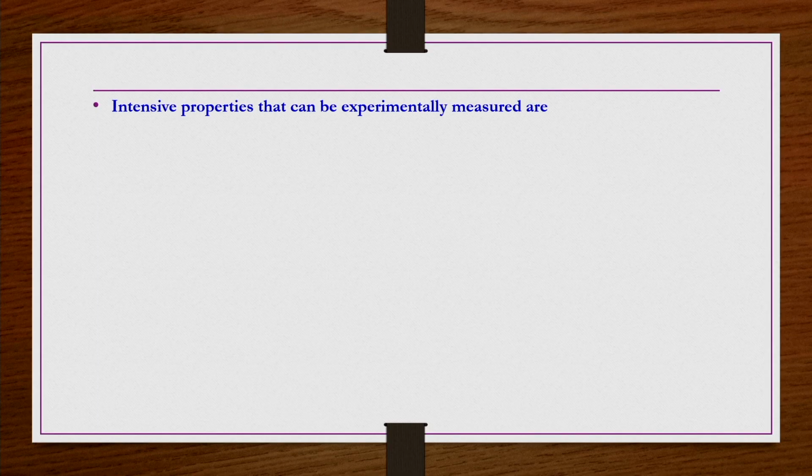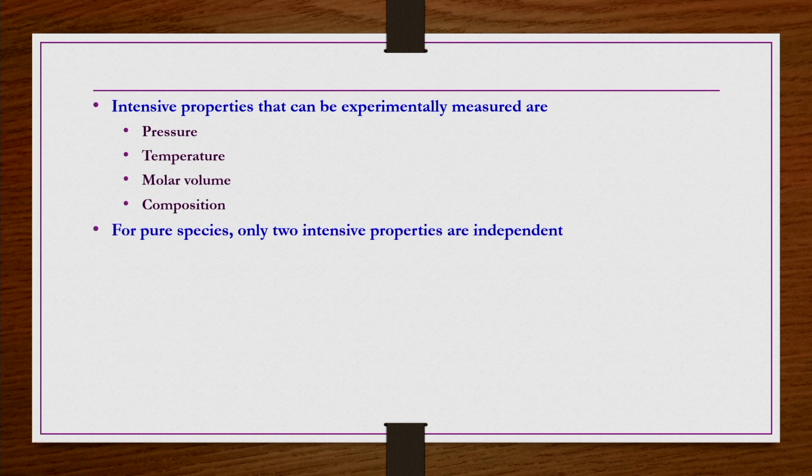In general, we know that the intensive properties that can be experimentally measured are pressure, temperature, molar volume and composition. Let us say you have a pure system. Out of these four, the composition will not come into the picture, and since 3 intensive variables should be there in a pure system, maximum one can have 2 intensive variables as independent variables.